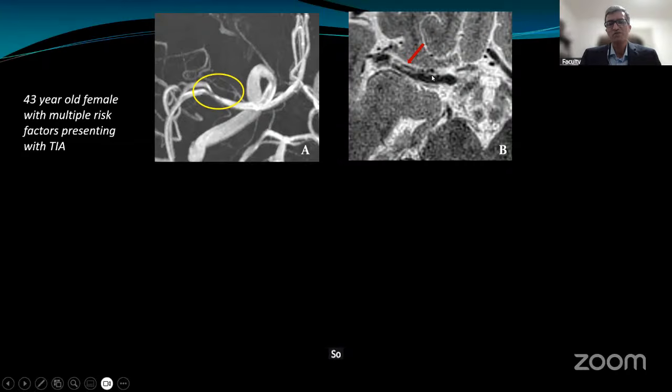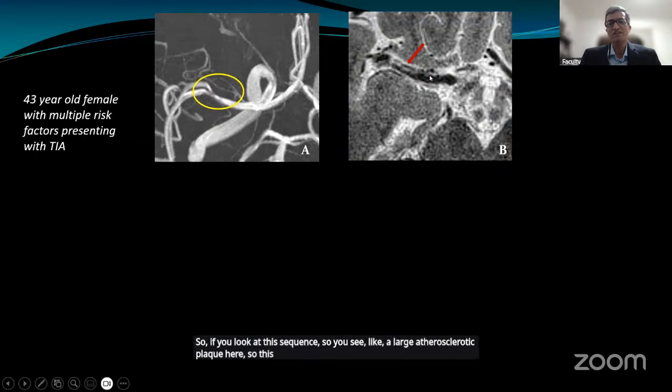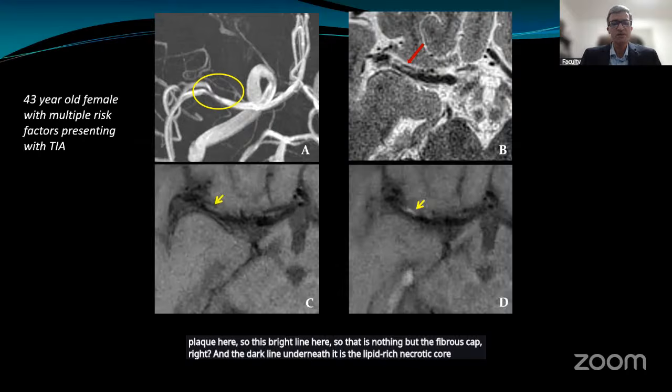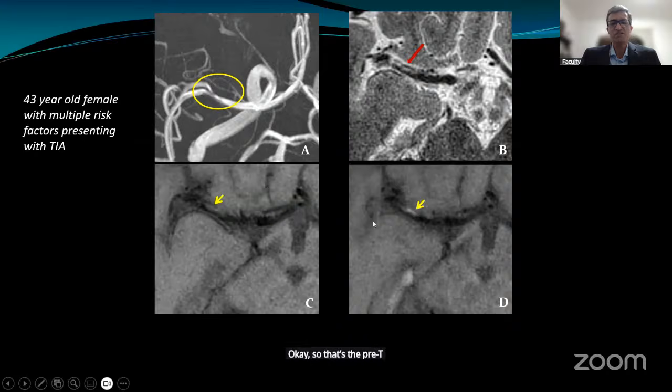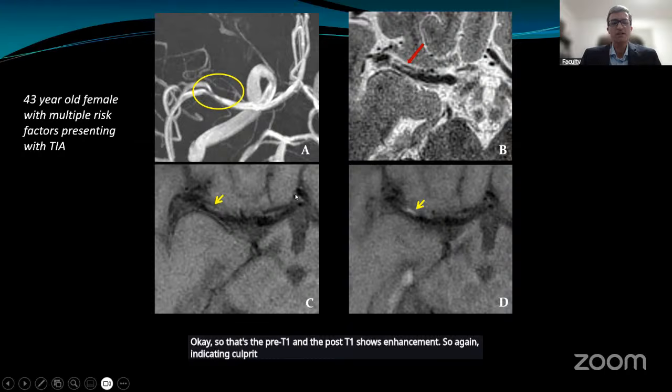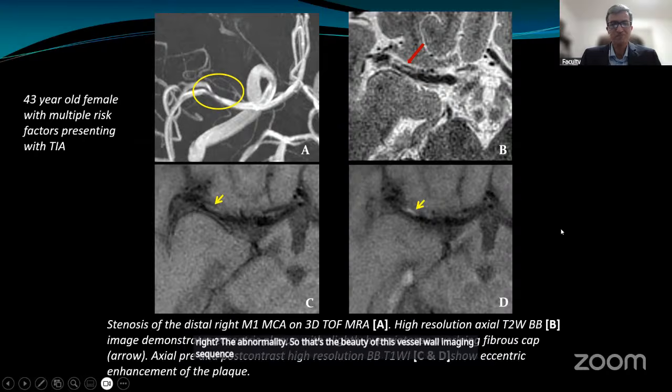So if you look at this sequence, you see a large atherosclerotic plaque here. This bright line here is nothing but the fibrous cap, right? And the dark line underneath it is the lipid-rich necrotic core. Okay, so that's the pre-T1, and the post-T1 shows enhancement. So again, indicating a culprit plaque, right? So you can note the difference. It's easy to miss on luminal imaging, but very hard to miss on your vessel wall imaging, right? The abnormality. So that's the beauty of this vessel wall imaging sequence.